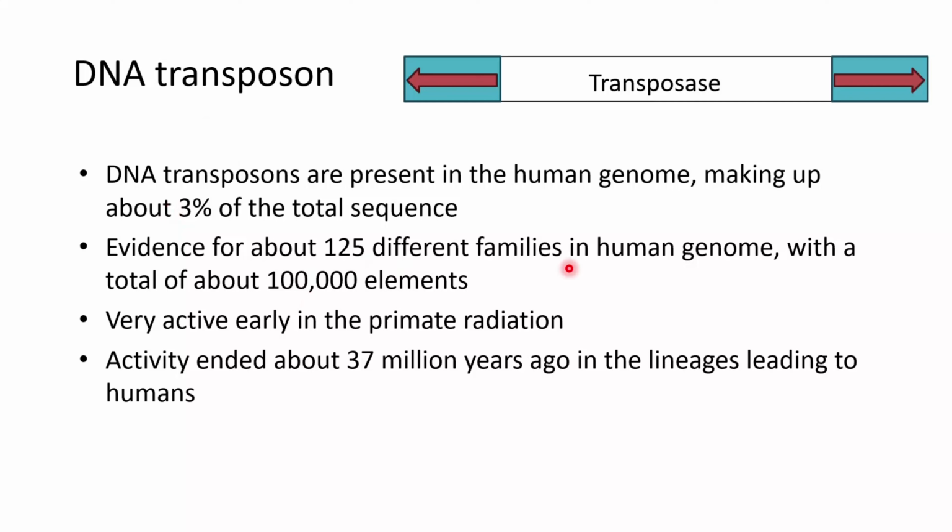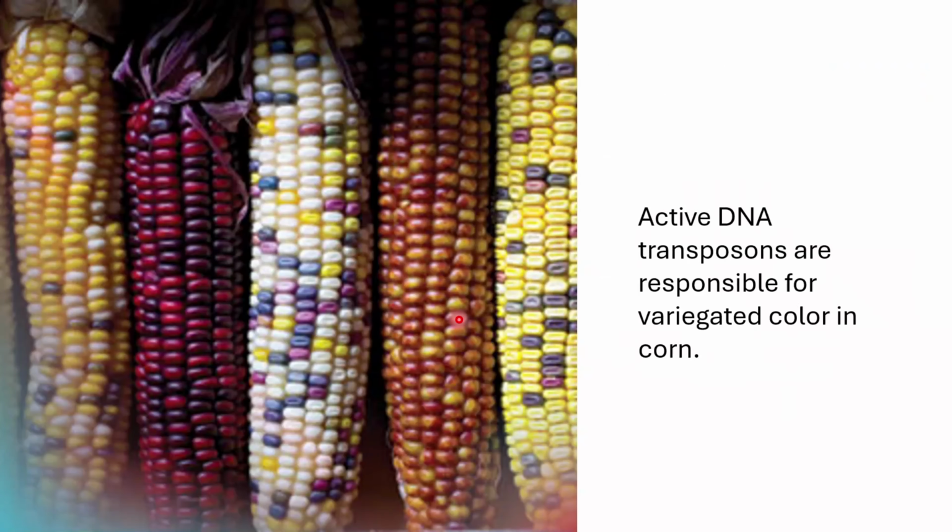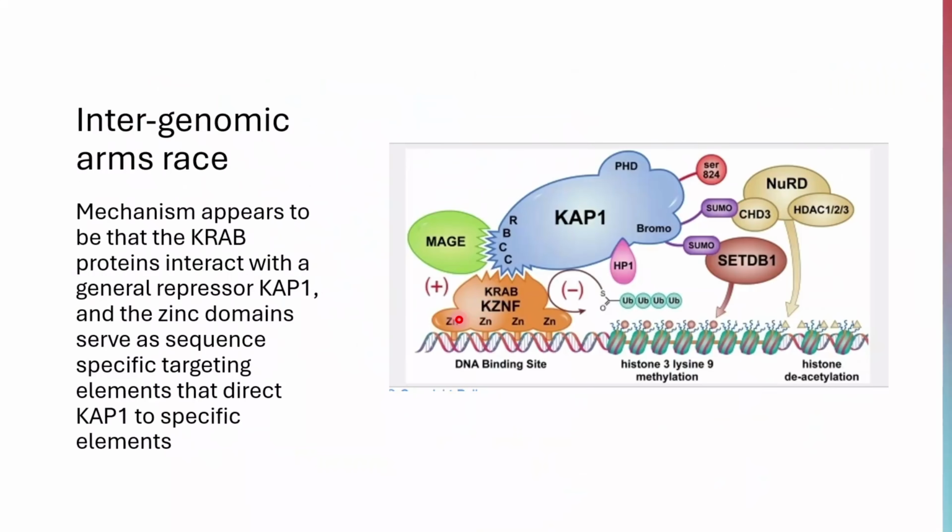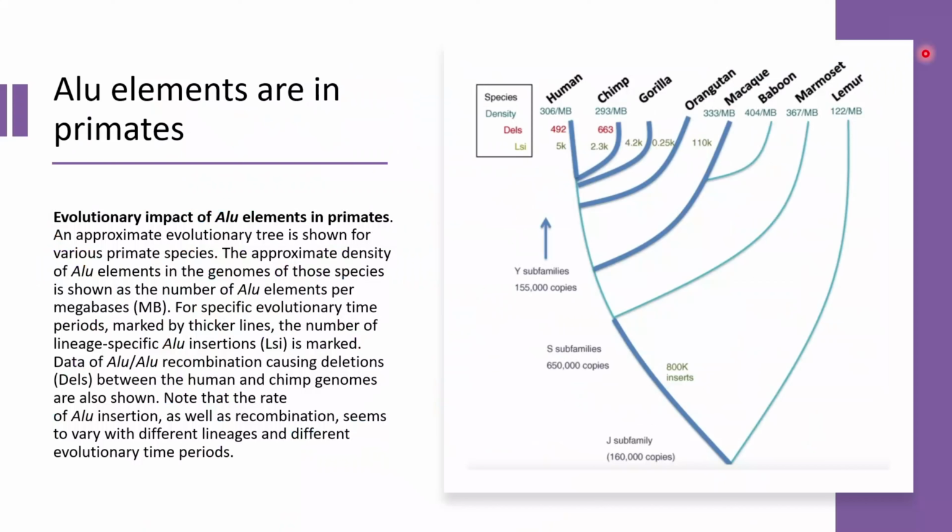There's about 125 families in the human genome, and that gives you a total of 100,000 elements. So there's a little bit less, about 1/5 of the L1 element. Okay. They were very active in the past. Primate radiation here just means when the different groups of primates emerged. So when you're talking about primate radiation, you're talking about this. This is primate radiation. Okay.